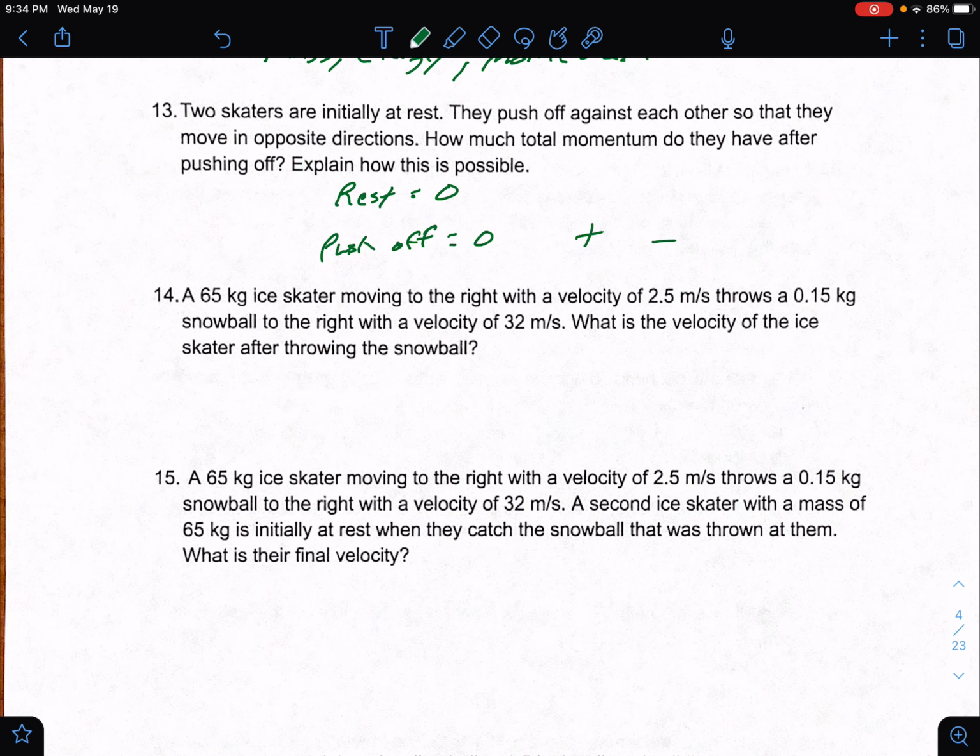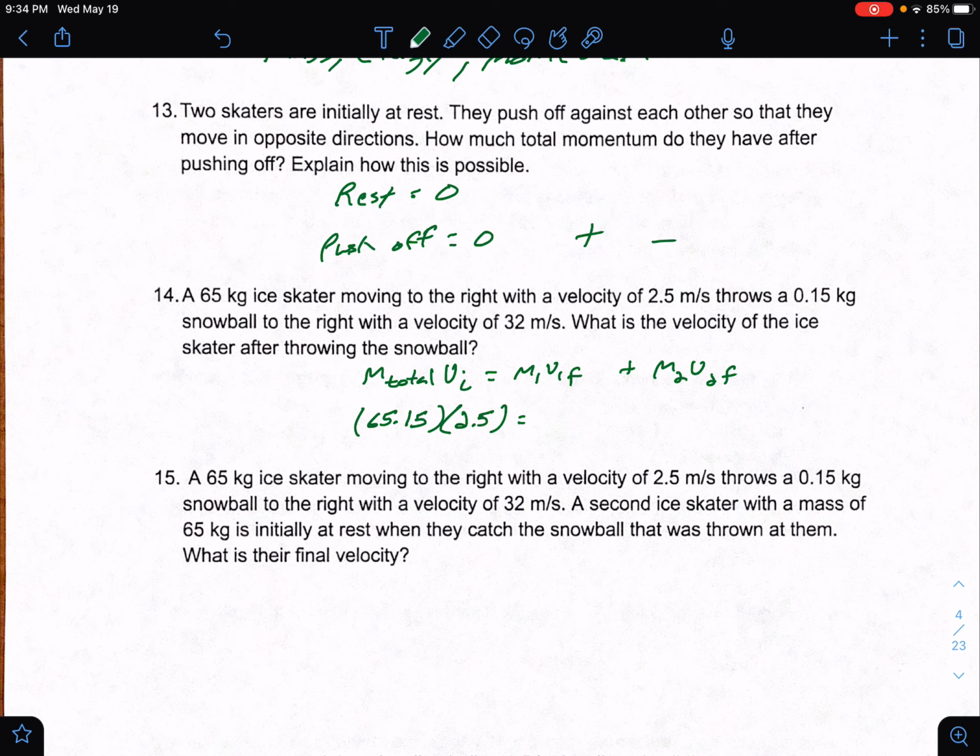So in the beginning, you had the skater and the snowball together, and then he threw the snowball and they separated. So this is going to be m total, v initial in the beginning. Then they separate. It's going to be m1 v1 final plus m2 v2 final. Okay, you can do the chart method if you want to, but this is just the way I do it. So when they're together in the beginning, they have a mass of 65.15 kilograms. I just added the mass of the skater and the snowball. And they're moving to the right with a velocity of 2.5 meters per second.